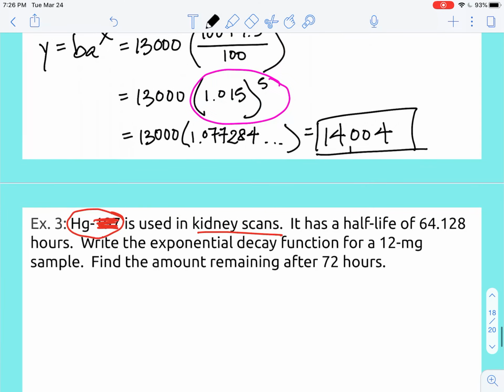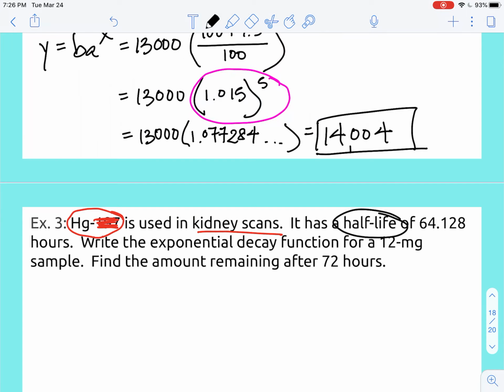So let's see. I see the word half-life, and I'm thinking y equals b times a to the x. I start off with 12 milligrams of this sample, so 12 is my B. To find my A, a half-life means that you're losing 50% of your material in the given time. Since I'm losing 50%, I'm going to do a minus 50, and then I got to turn that into a decimal by dividing by 100.